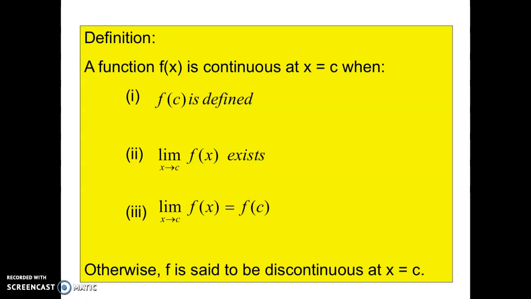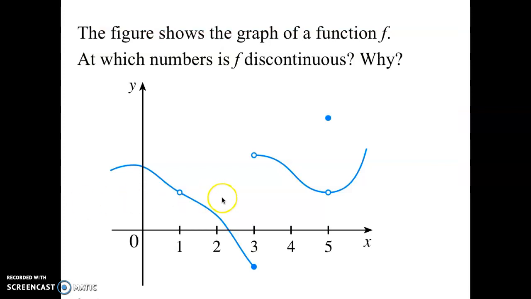Now remember, this was our 3 procedures. The value of the function has to be defined, the value of the limit must exist, and the value of the limit must equal the value of the function. So let's look at each one of these scenarios. At x equals 1, let's go through our 3 things. Does the value of the function exist? And the answer is no. I have a hole in the function and no solid dot at all anywhere at x equals 1.